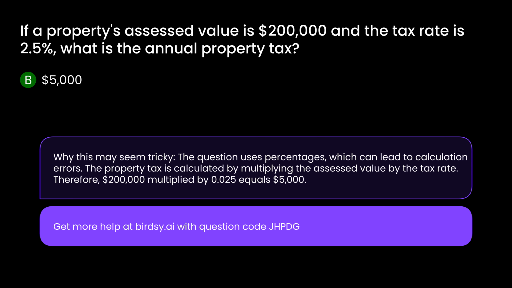Why this may seem tricky. The question uses percentages, which can lead to calculation errors. The property tax is calculated by multiplying the assessed value by the tax rate. Therefore, $200,000 multiplied by 0.025 equals $5,000.